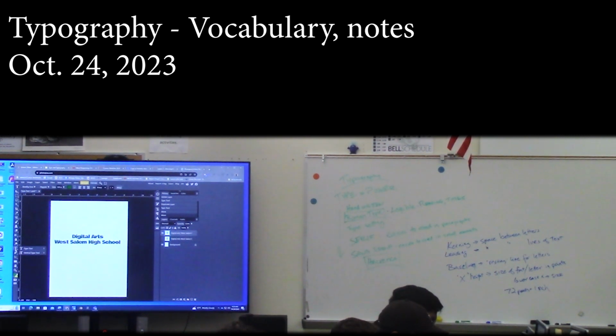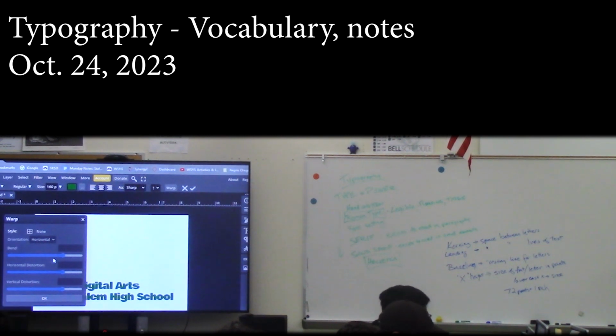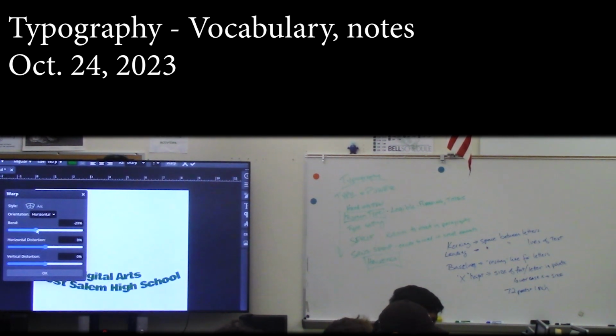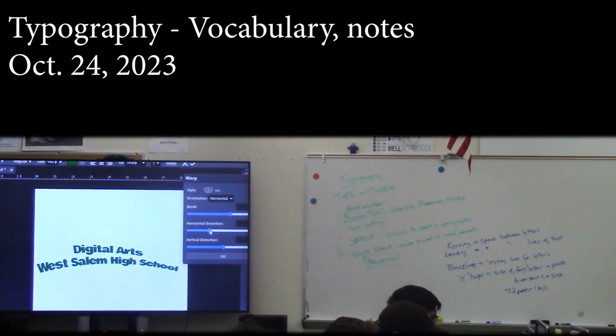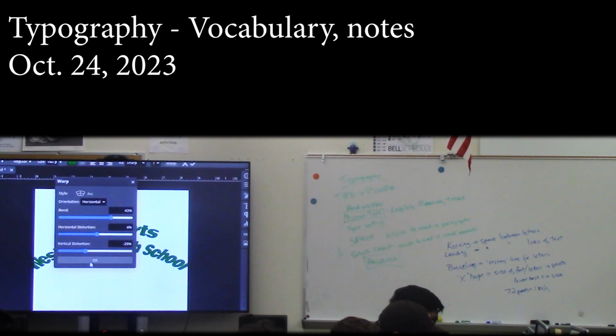I click on my capital T, and now up here at the top, let me zoom in again. I have this thing called warp. If I want to make this into an arc, either up or down, I can do that. If I want it to look like it's coming out towards the viewer or away from the viewer, I can do that. If I want to exaggerate the vertical dimensions, I can do that. Let's bend it. And then once I'm happy with that, I click OK.